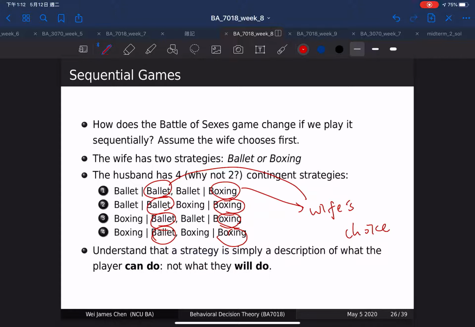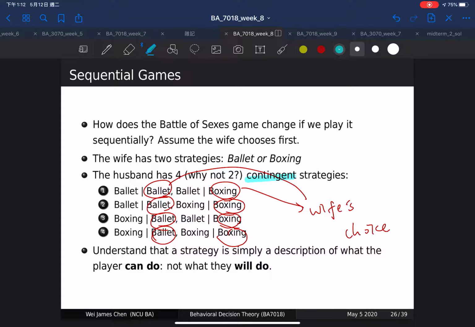And the second possible strategy is that if the wife goes to ballet, I go to ballet. If the wife goes to boxing, I go to boxing. The third one is, if she goes to ballet, I go to boxing. If she goes to boxing, I go to ballet. And the last one is, if she goes to ballet, I go to boxing, but if she goes to boxing, I also go to boxing. So that's why it's 2 by 2. There are totally 4 strategies, not 2. This kind of strategy is also called a contingent strategy, because it's contingent on your opponent's choice.